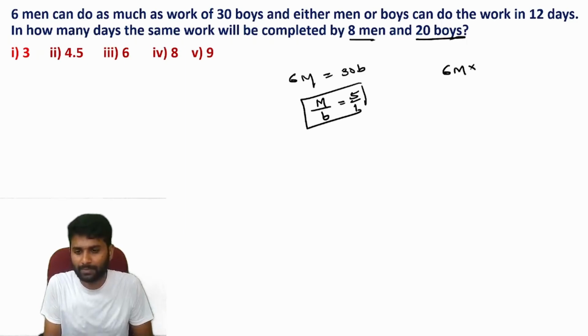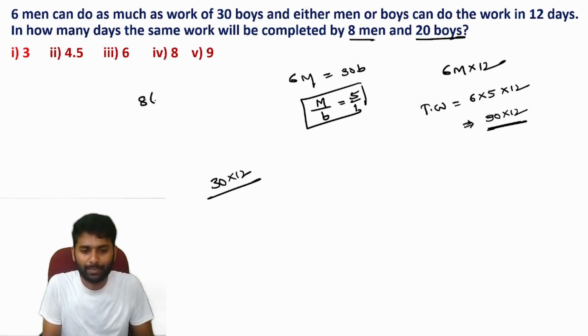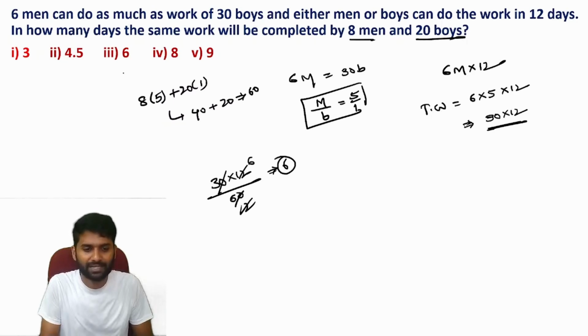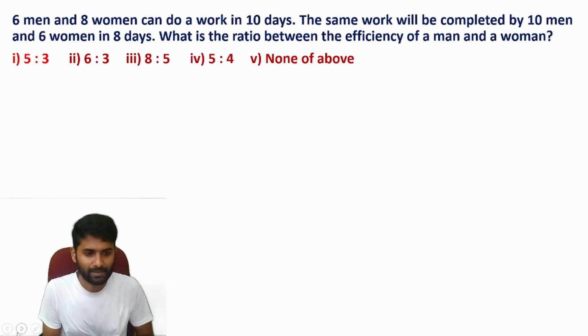Now 6 men completed the work in 12 days. Here the total work is 6 into the men's efficiency 5, and they complete it in 12 days. So 30 into 12 is equal to 360. Now we are assigning this work to 8 men. Men's efficiency is 5 units, boy's efficiency is 1 unit. 40 plus 20 is equal to 60. Let's take 60 here. So the work is completed in exactly 6 days with the help of 8 men and 20 boys. Go through this question.